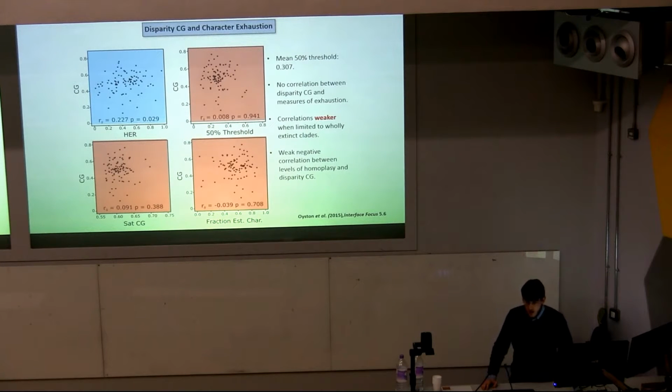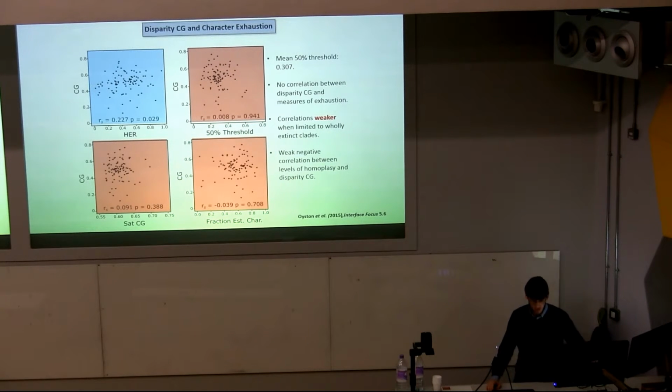So clearly, overall disparity patterns can't be explained simply in terms of the rate at which you're evolving new states. There is a correlation between disparity, how early you reach disparity, and overall levels of homoplasy in your data set. So it tends to be the case that clades that are re-evolving a lot of states peak in disparity earlier on in evolution than clades that are evolving new states with less recycling of character states.